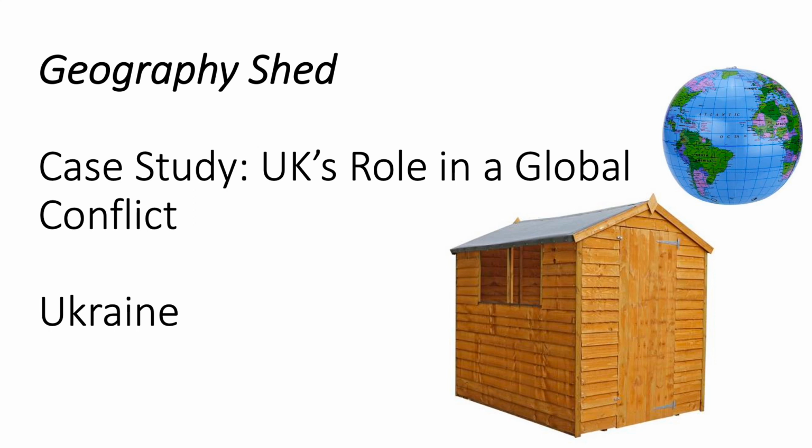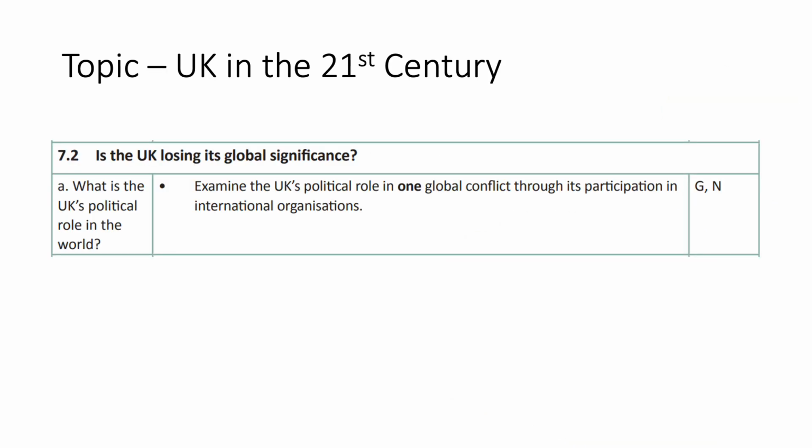Okay, so today we're looking at a case study, and this is the UK's role in a global conflict. The case study that I'm going to be talking about, that we've been looking at, is Ukraine. This comes from the UK in the 21st century topic, and in particular looking at the global significance of the United Kingdom. And the exam board tells us that we need to examine the UK's political role in one global conflict through its participation in international organisations, and we're looking at the Ukraine.